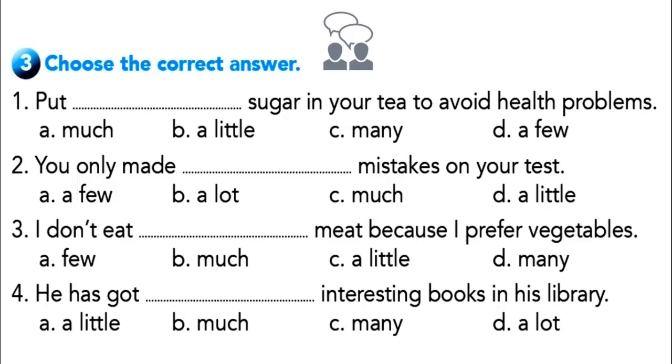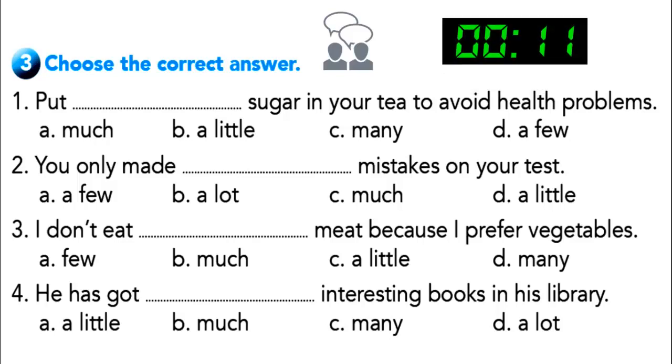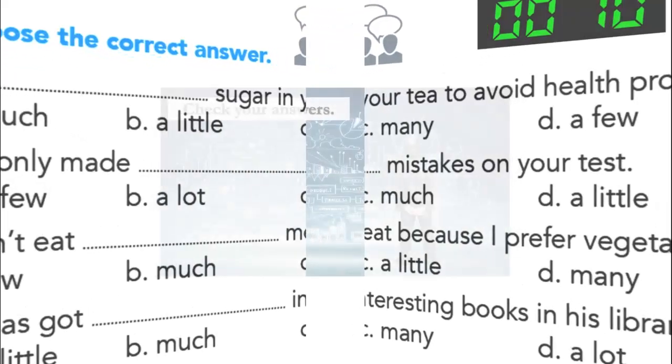Number 2, you only made ___ mistakes on your test. A few, a lot, much, a little. Number 3, I don't eat ___ meat because I prefer vegetables. Few, much, a little, many. The last one, he has got ___ interesting books in his library. A little, much, many, or a lot. Take your time and then come to check your answers with me.